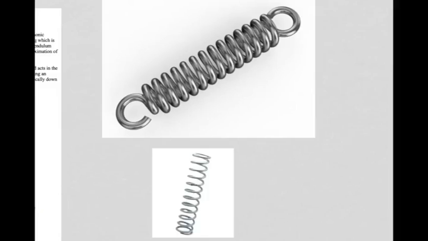The type of spring we're talking about in this example would be a close-coiled helical spring, much like these two examples here. And basically, when displaced either in tension or in compression, it would have a restoring tendency back to the original position.